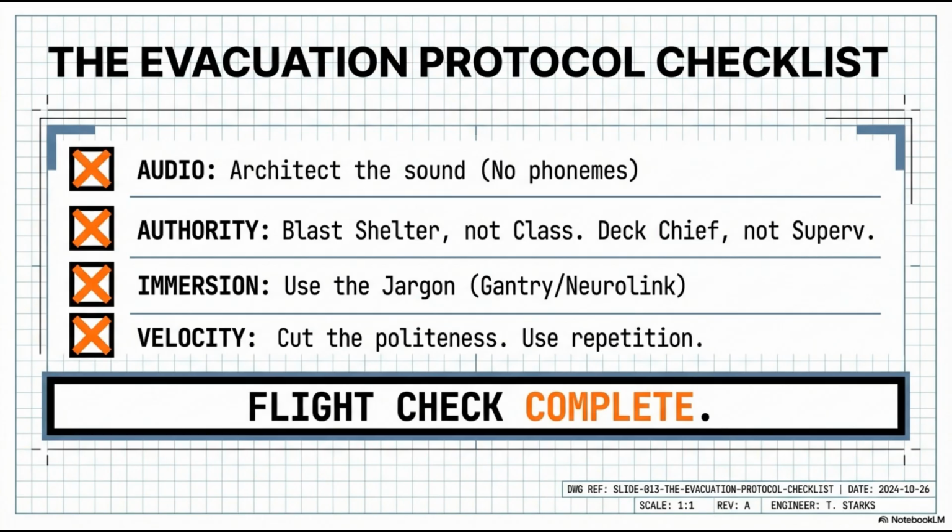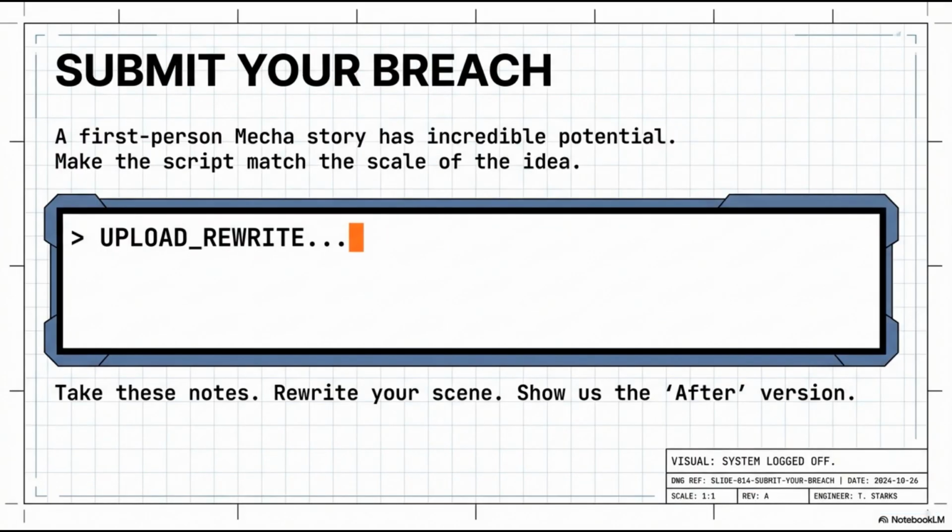Second, completeness and authority. Fix the typos like "near's class." They break immersion. And finish your sentences. And use authoritative language. Blast shelter, not class. Deck chief, not supervisor. Third, deliver on the promise of the title. You sold us mechas, so give us mecha-specific language. Use the jargon, gantry, Neuralink, and use that first-person view, HUD warnings, to layer the story. And finally, pacing. Politeness is the enemy of tension in a scene like this. Chop up the sentences. Use short, punchy commands. Use repetition. Make it sound like a real emergency.